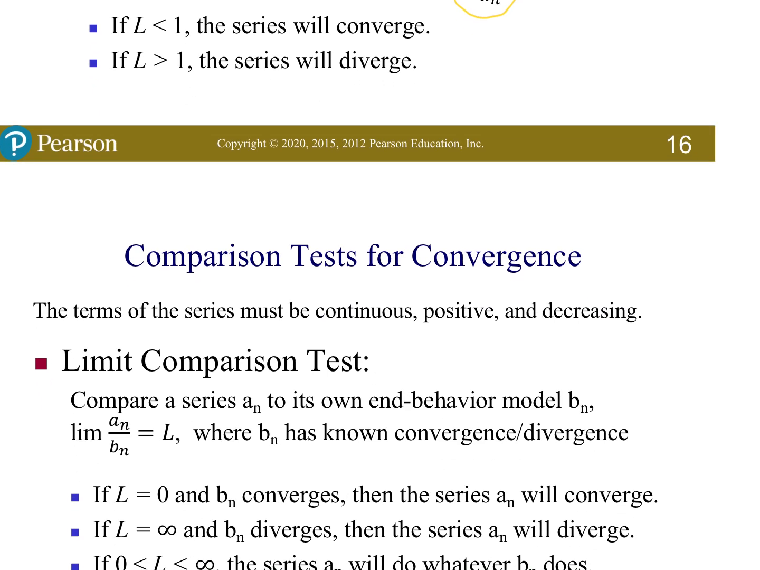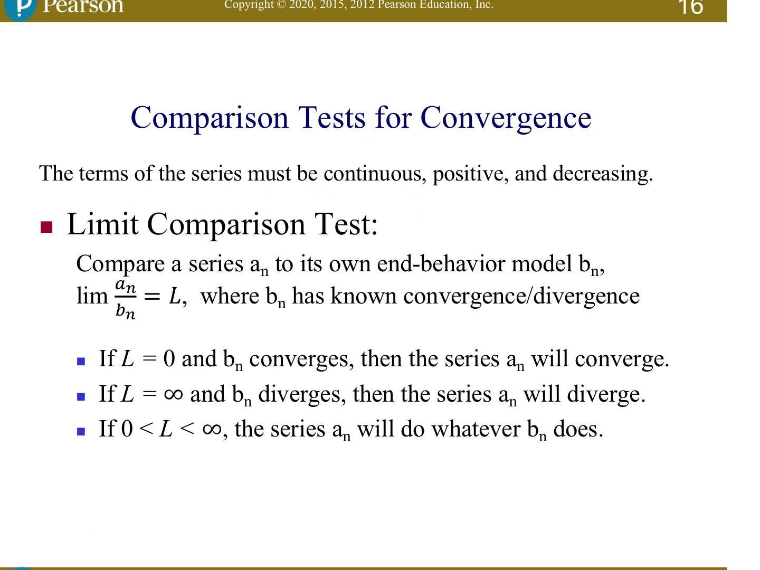So what we're going to do today is add our final comparison test. And this is called the limit comparison test, where we are comparing a series to its own end behavior model, B sub n. So we'll talk about how to find an end behavior model, and then we can do the comparison. This time, what you're comparing to, the A sub n goes on the top, and the B sub n goes on the bottom. So keep your eye on that. It's different than the ratio test.